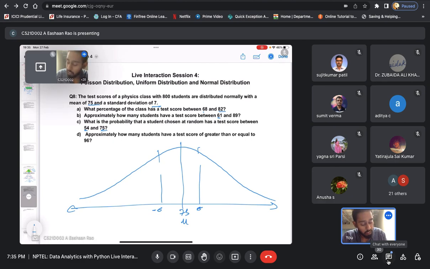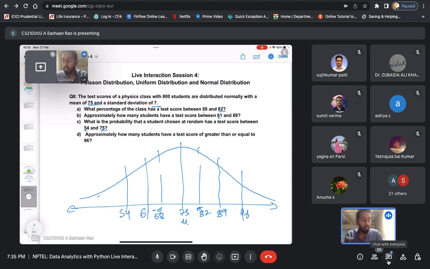So here in this case, if I'm adding 75 plus 7, I will get 82. Here I will get 68. If I take it further, it will be 89 and 61. If I take this, it will be 96 and 54, and these are the values.